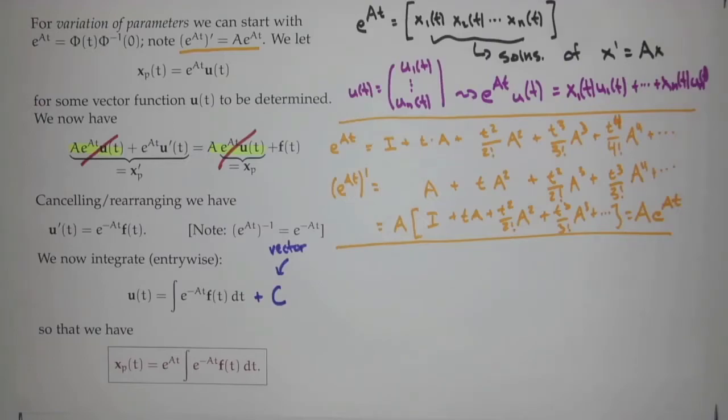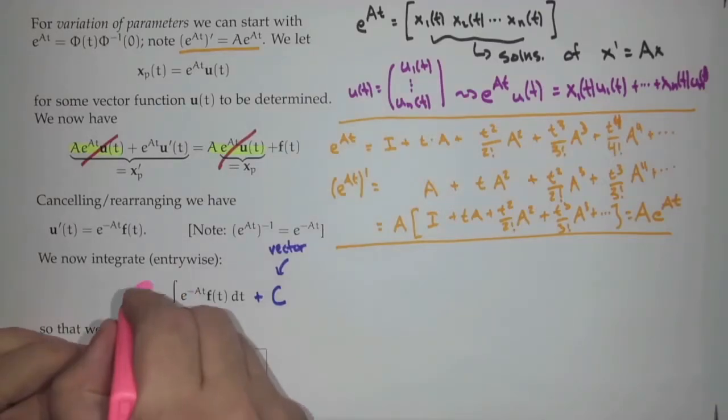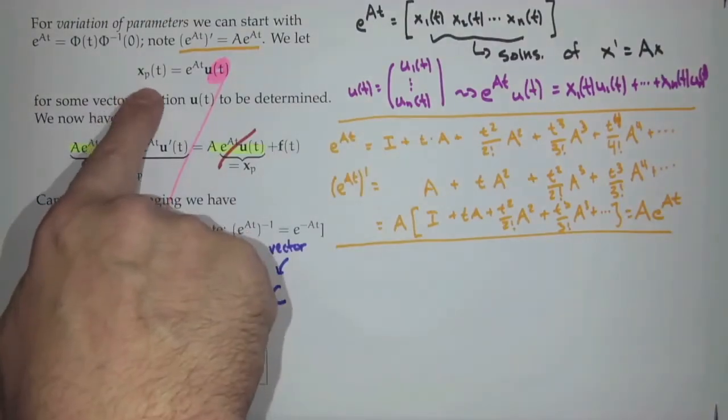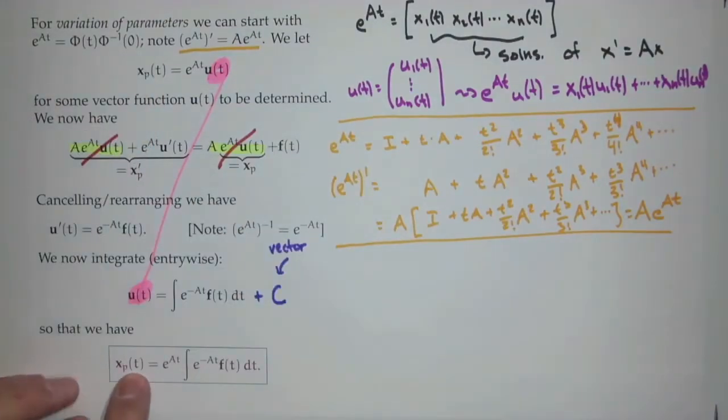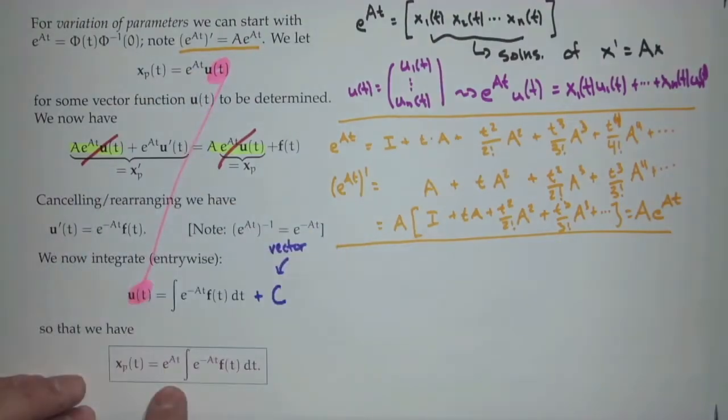Okay, so now what's the good news? Well, the good news is we have u of t. We found it, so we can plug it back in for u of t. And that gives us our particular solution. So our particular solution is e to the At times this integral, e to the minus At, f of t, dt.